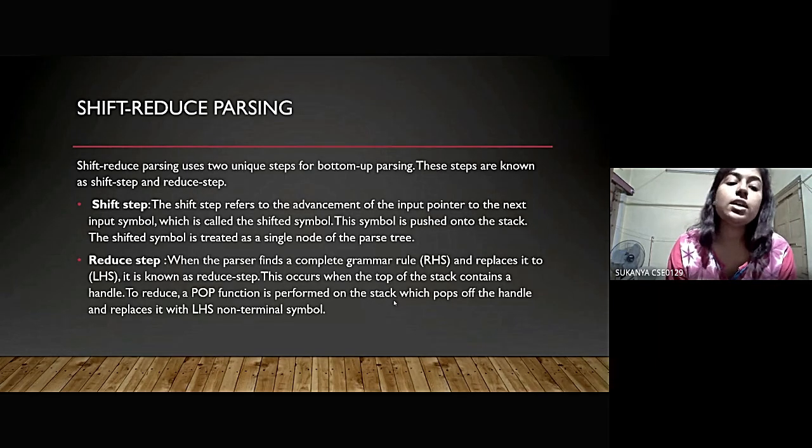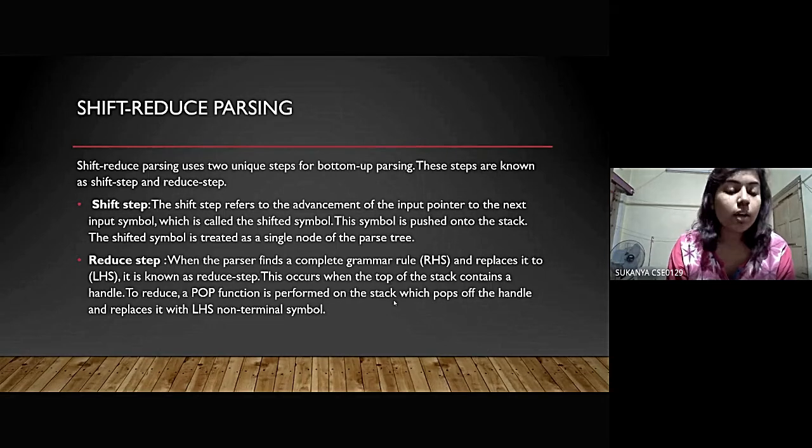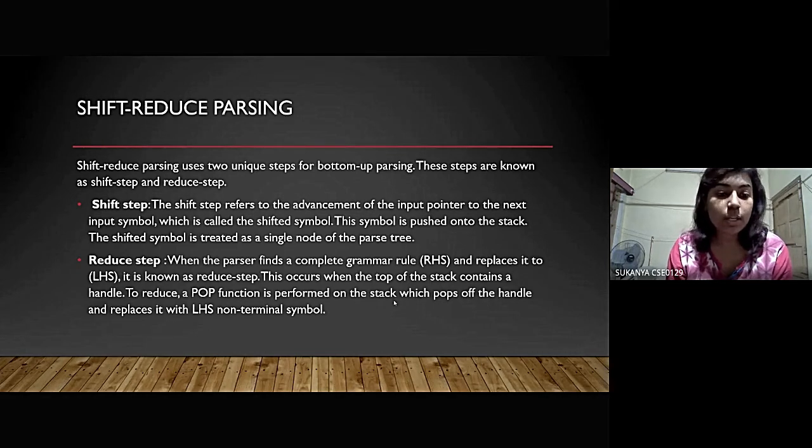Next one is shift reduce parsing. What is shift reduce parsing? Shift reduce parsing uses two unique steps for bottom up parsing. These steps are known as the shift step and the reduce step. First, the shift step refers to the advancement of the input pointer to the next input symbol, which is also called the shifted symbol. This symbol is also pushed into the stack. The shifted symbol is treated as a single node of the parse tree.